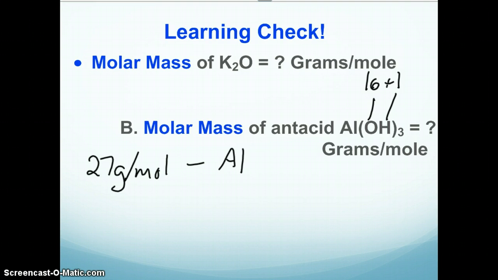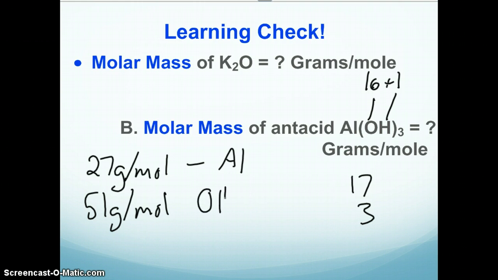So you have 17 for each hydroxide, so 51 grams per mole for your 3 hydroxides. You add those up, you get 78 grams per mole.